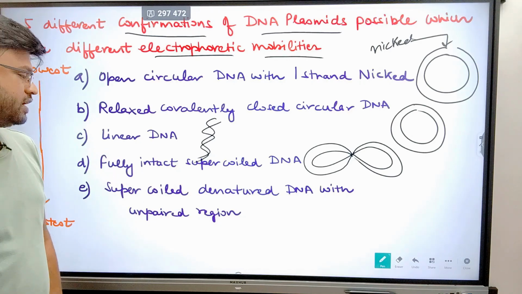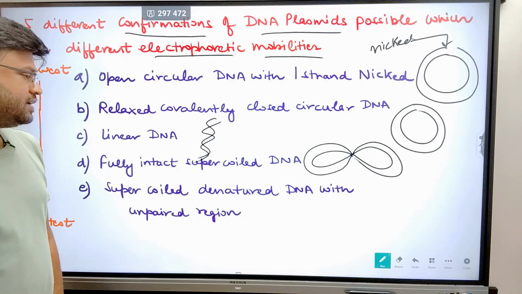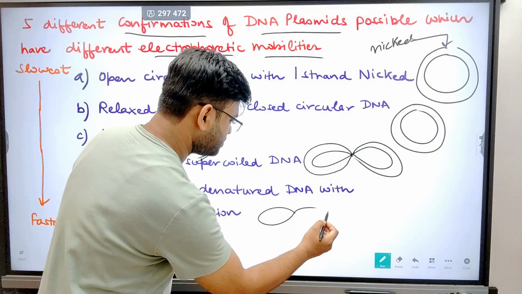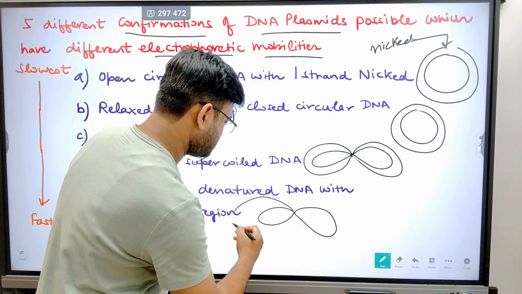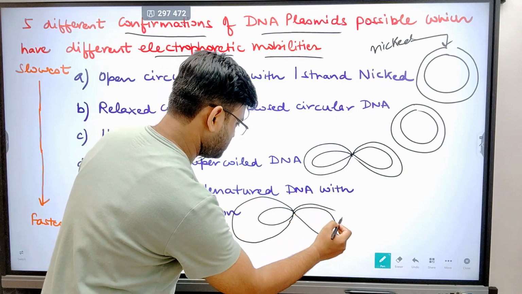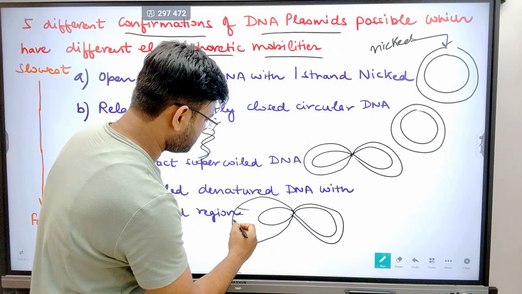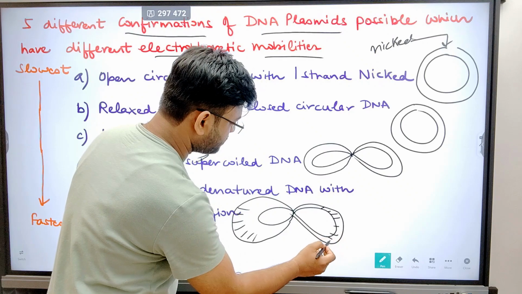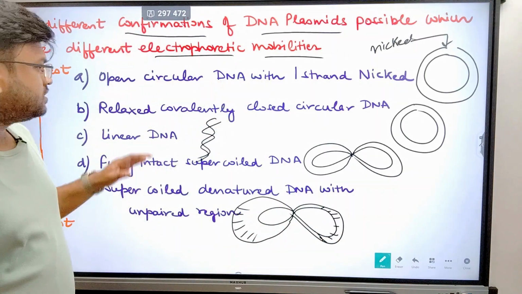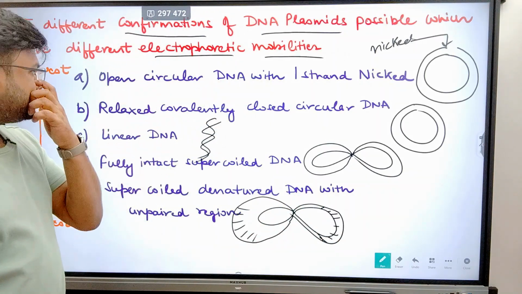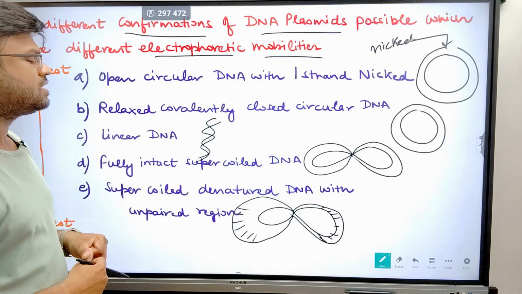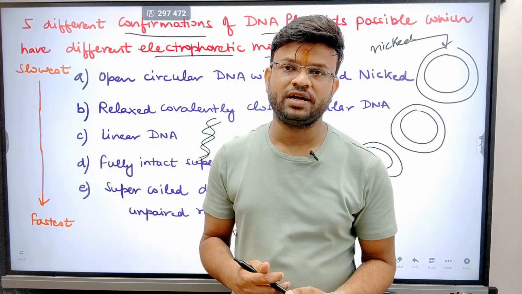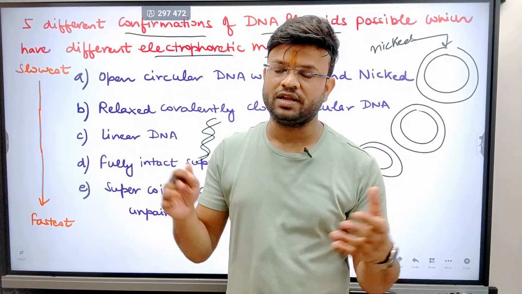Fully intact supercoiled DNA. Next is supercoiled denatured DNA with unpaired region. See, this is the region that is unpaired, whereas this is a paired region. Understood this? So these are the 5 different conformations of a plasmid that can be seen, and they have different speeds of mobility if they are kept in an electric field.